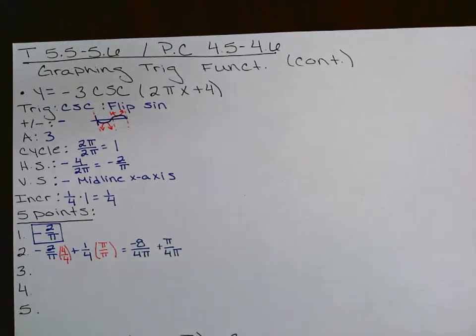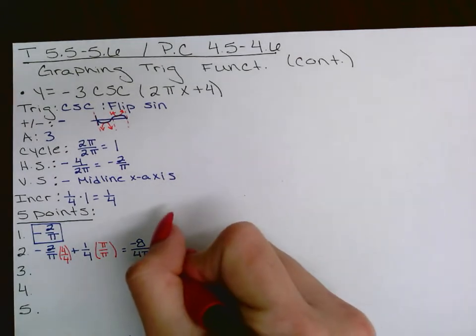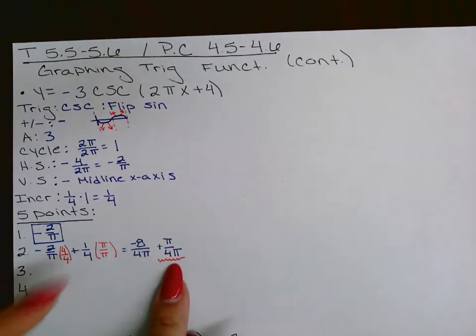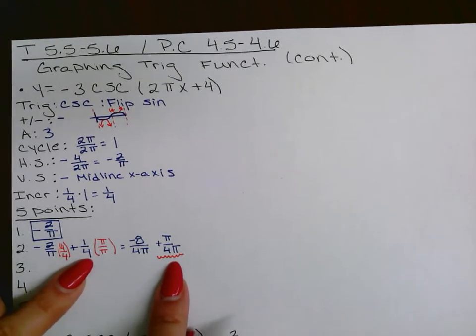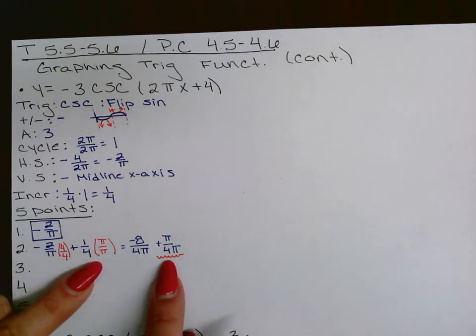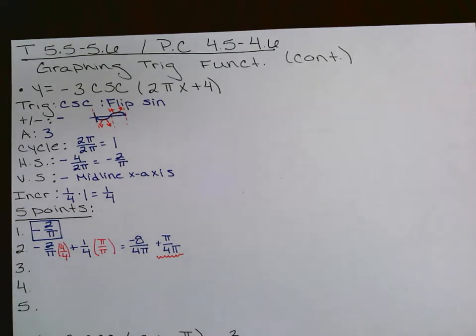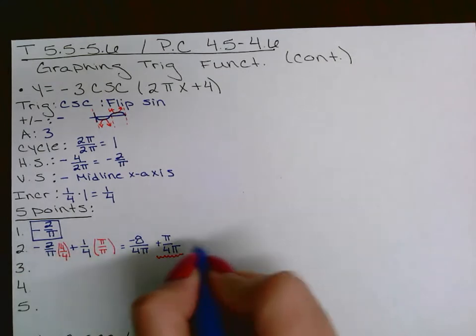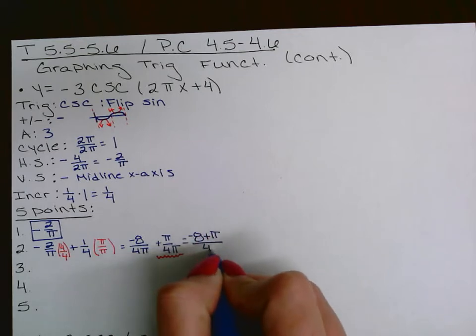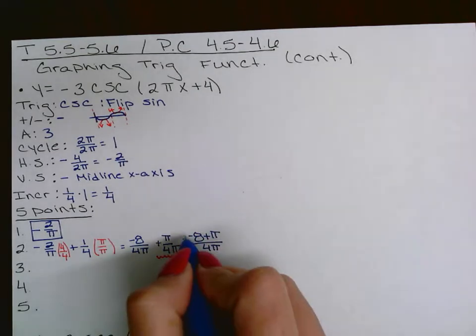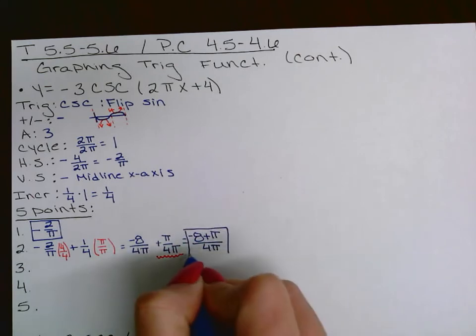So this value here, remember this is my increment, but just containing the common denominator. So instead of adding 1/4, I'm going to keep adding for the rest of these 5 increments that pi over 4 pi. So the rest shouldn't be too bad. Negative 8 plus pi, I'm going to leave that as a negative 8 plus pi over 4 pi. Don't be afraid to leave it messy.